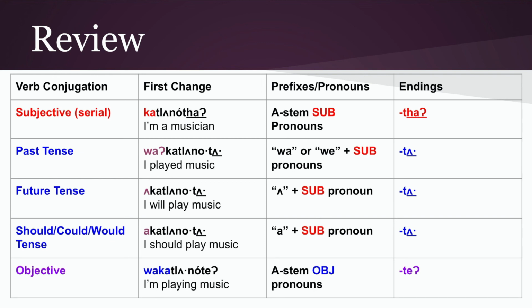Same ending is da. For the should, could, or would tense, it is a gudlanod. I should, could, or would play music. An A or an AE drag is your tense prefix. Da is your ending. Wagadlanode. Waga is your pronoun. You're using objective pronouns. There's no tense prefix because the objective doesn't use those. It's a present-like tense. But it does have its own ending, which is day. Okay? And then in the objective, the meaning of wagadlanode is I'm playing music. So those are the main critical points. This slide and the previous slide, I would like you to screenshot those because all of that information is super important. So let's go over a little bit more review.